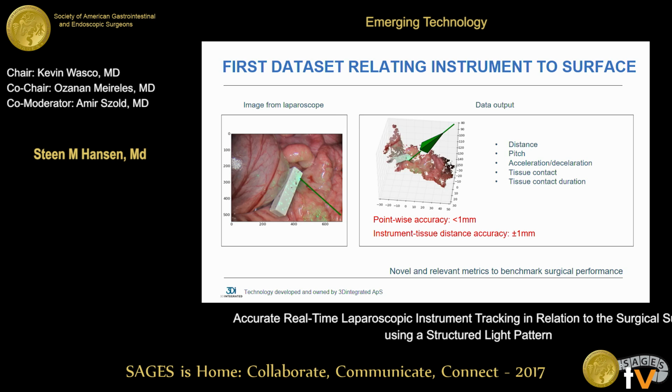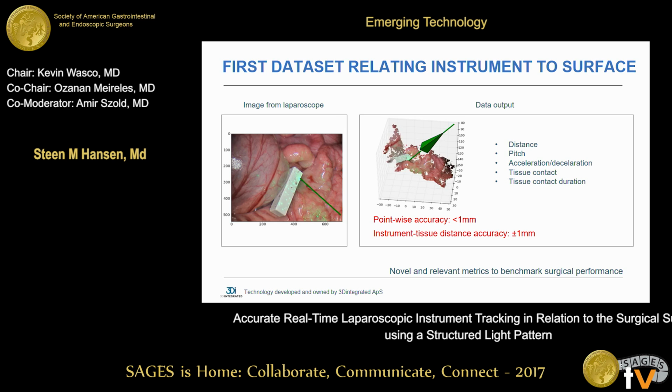So you can see there is an image from the laparoscope, and then that image is put inside the computer, and then we get a data output as shown in the box to the left. The figure shows a 3D reconstruction and the instrument position and orientation in relation to the surface. In addition, we get metrics such as continuous distances to the surface, pitch and orientation of the instrument. We get velocities such as acceleration, deceleration patterns, tissue contact, and importantly, how long was the duration of each tissue contact.